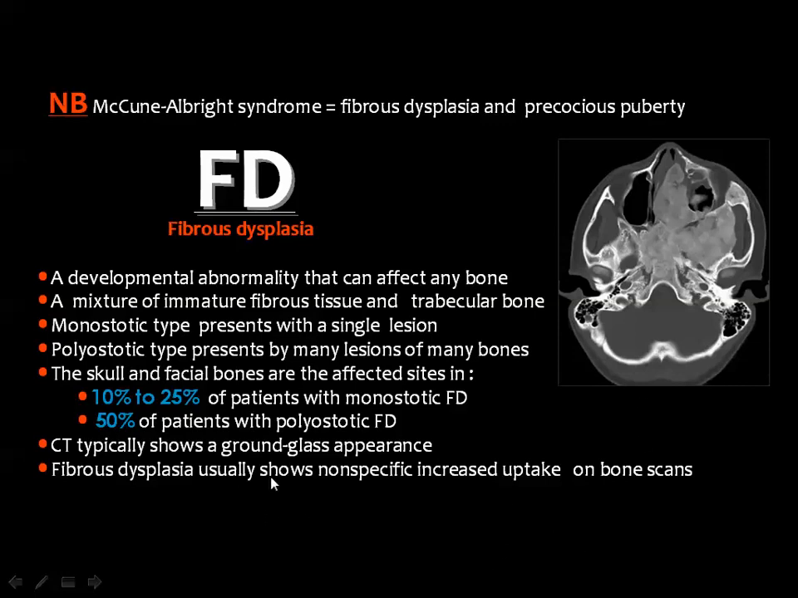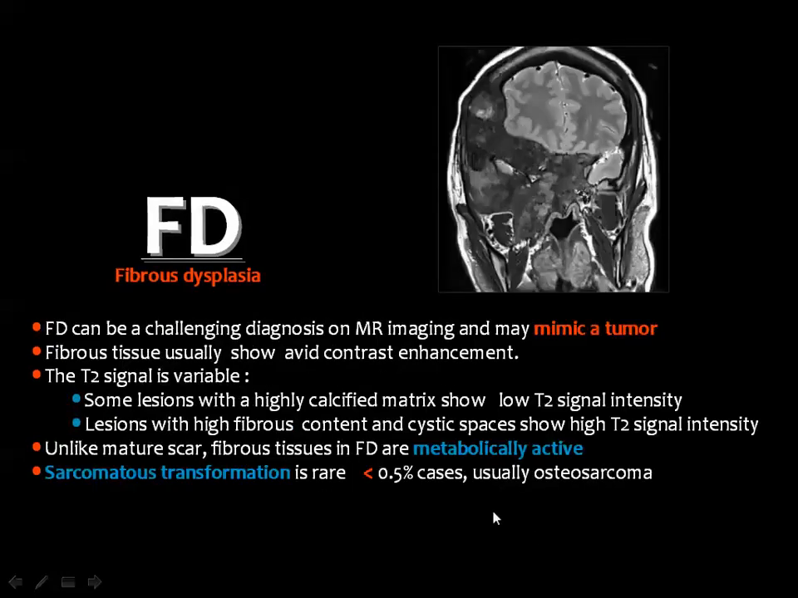Head and neck involvement by fibrous dysplasia is about 10 to 25% in the monostotic form, and 50% in patients with polystotic fibrous dysplasia. The major diagnostic imaging finding of fibrous dysplasia is bone expansion and the ground glass appearance. There is no bone destruction and no extraosseous soft tissue component. You should remember that this lesion will show significant tracer uptake in bone scan because these lesions are metabolically active.